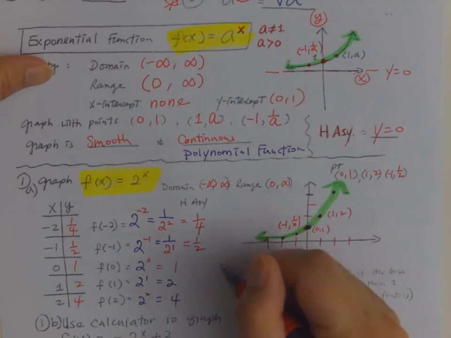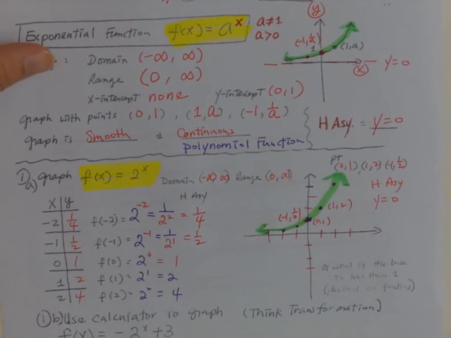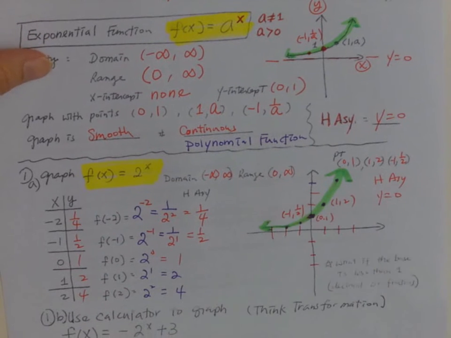It also has a horizontal asymptote of y equal to 0, right? It has an invisible line here, y equal to 0.